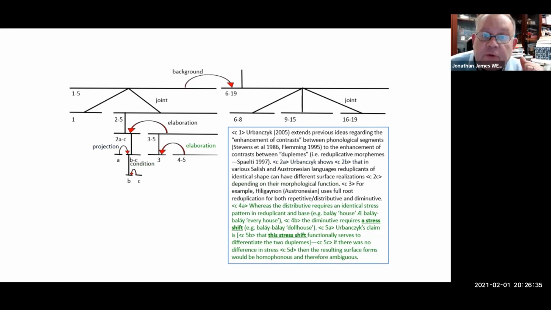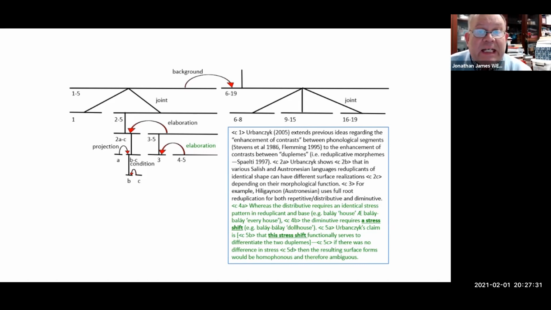Now notice how 4 and 5 are related. Whereas the distributive requires an identical stress pattern in reduplicant and base, the diminutive. Now notice, what's 4A? What's the subject? The distributive. 4B, the diminutive. We'd also say that they were theme, right? 4A, 4B, the distributive, the diminutive. Do you see what's in 3? Look back. Reduplication for both repetitive, distributive, and diminutive. In 3, what was the focus? Distributive and diminutive. Now what's theme for 4A? Distributive. What's theme for 4B? The diminutive.